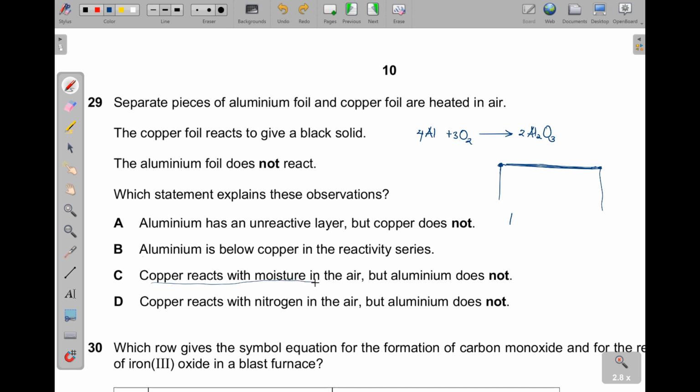C: copper reacts with moisture in the air, but aluminium does not. Copper does not react. I've just told you it is below hydrogen in the electrochemical series. Then D: copper reacts with nitrogen in the air, but aluminium does not. That one's very wrong. So our answer here has to be A.